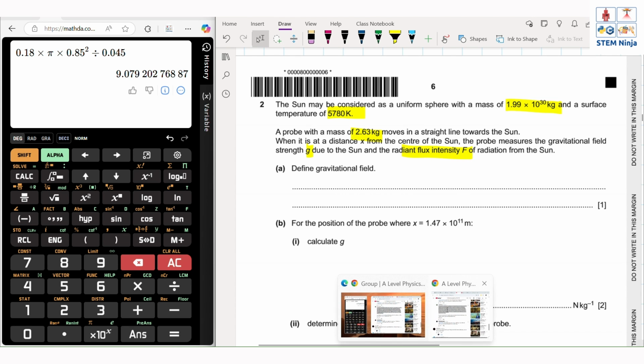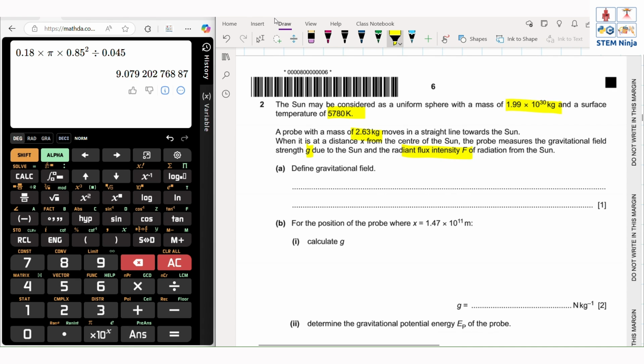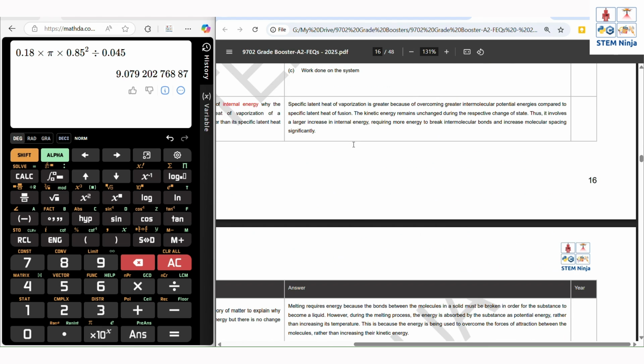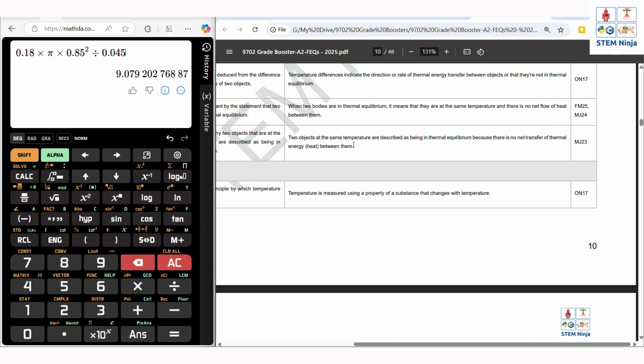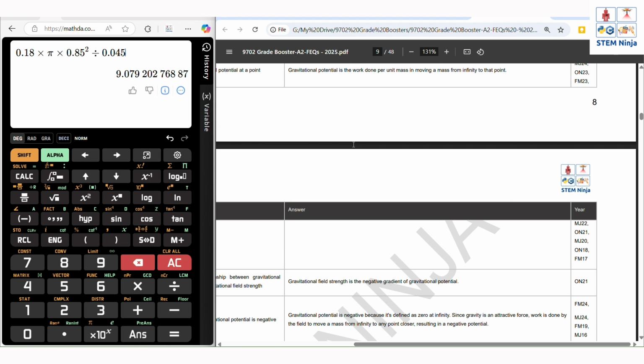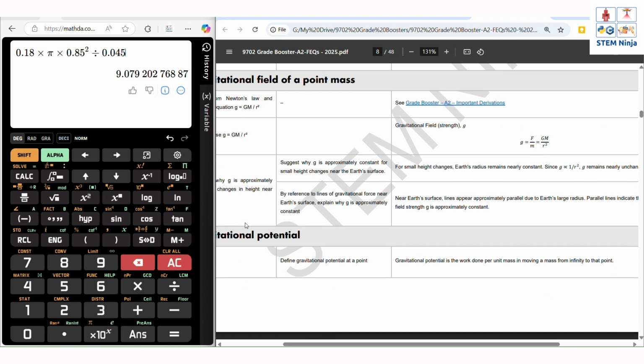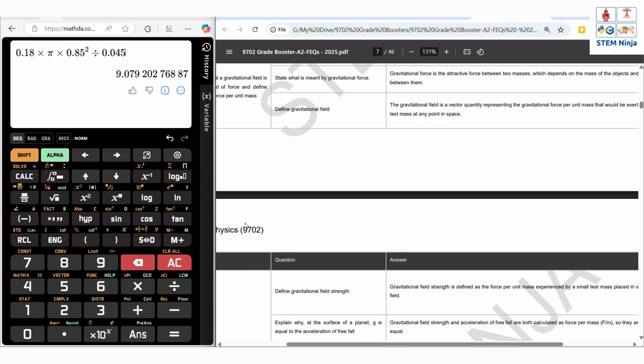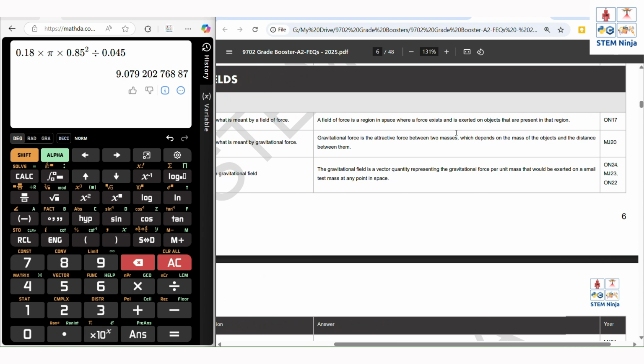Now we can go back and see what we wrote in the FAQs. Just to show you that we have got you covered over here, gravitational field: vector quantity representing the gravitational force per unit mass that would be exerted on a small test mass at any point in space. So what's important over here is the gravitational force per unit mass.